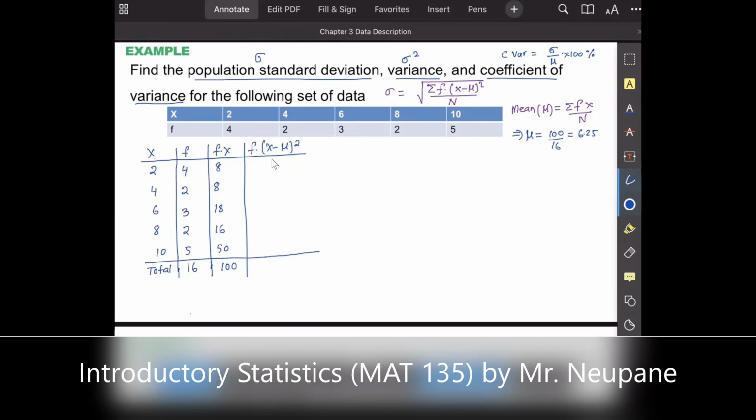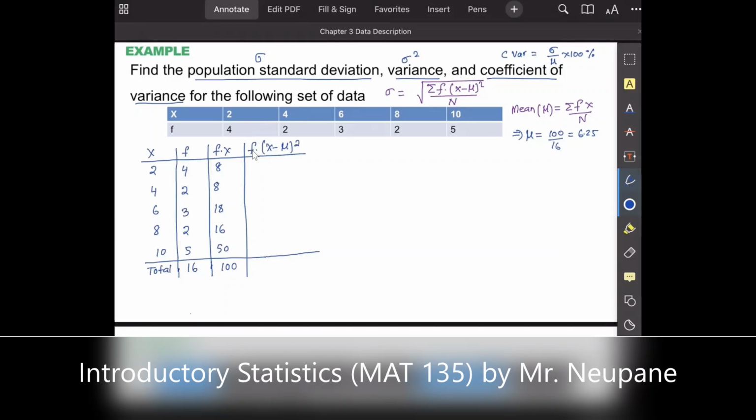So first what you have to do is find this difference, x minus mean. x is 2. 2 minus 6.25. What do you get? Do it in your calculator. Negative 4.25. That is the value of x minus mean. Now we have to square that. So hit that square button in your calculator and tell me what you'll get. You should get 18.0625. That is the value of that.